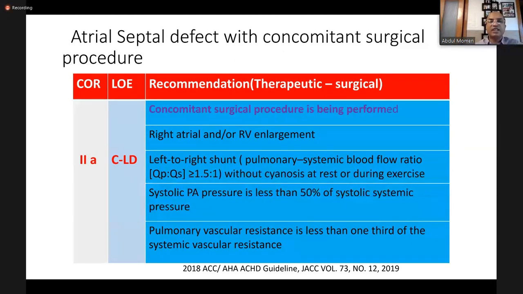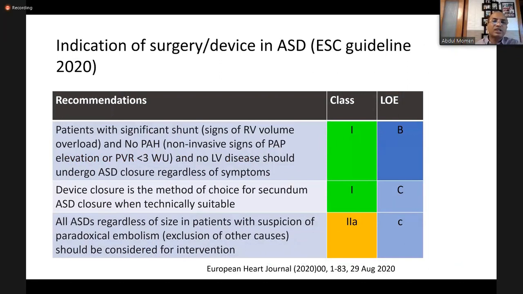Indications for surgery and device in ASD, the 2020 guideline. Surgery and device in ASD: what has come in the 2020 guideline?